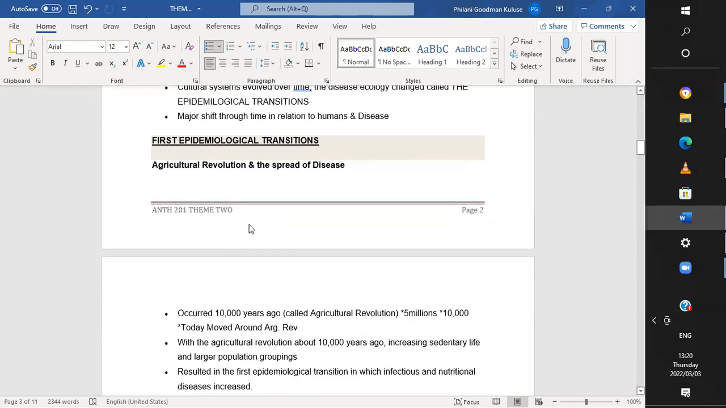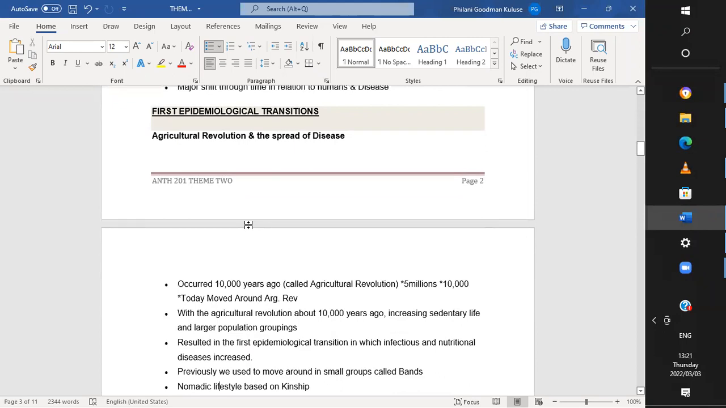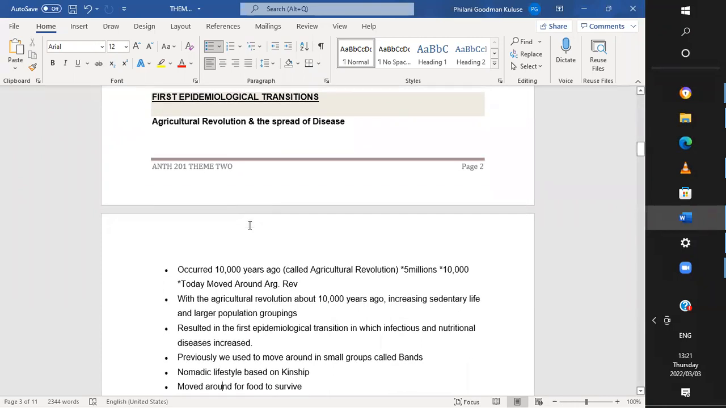Okay, first epidemiological transition, which was the agricultural revolution and the spread of disease. I mentioned in our last class that during the hunters and gatherers society, there were fewer instances of illness. Yes, humans have always got ill, they've always been sick, they've always died from that because it's part of the cycle. But with the transition from hunters and gatherers to the agricultural revolution, the population started to react or adapt differently.